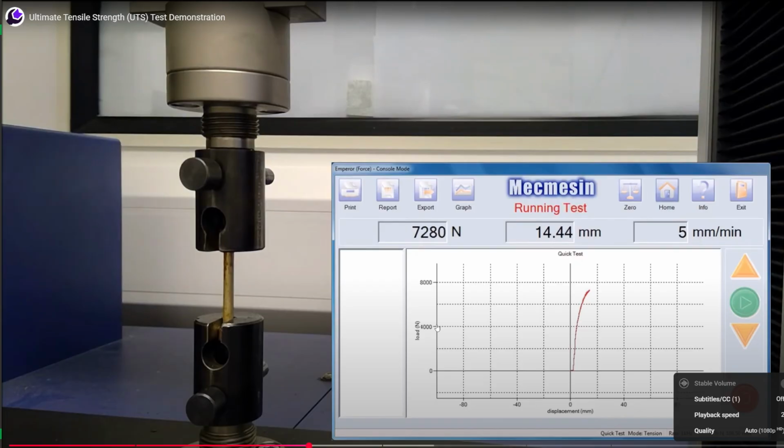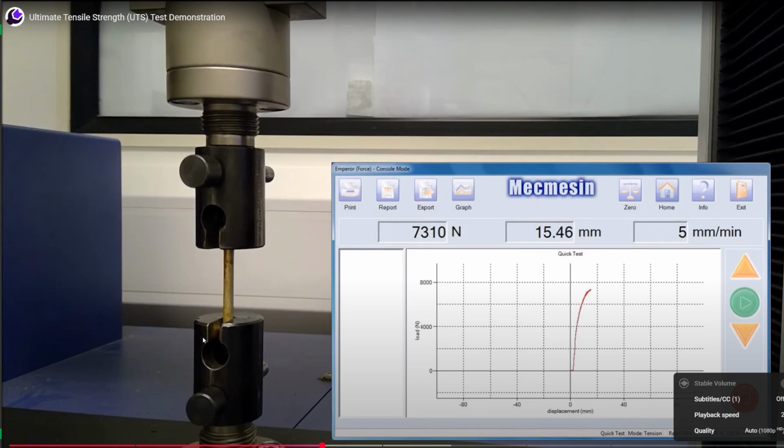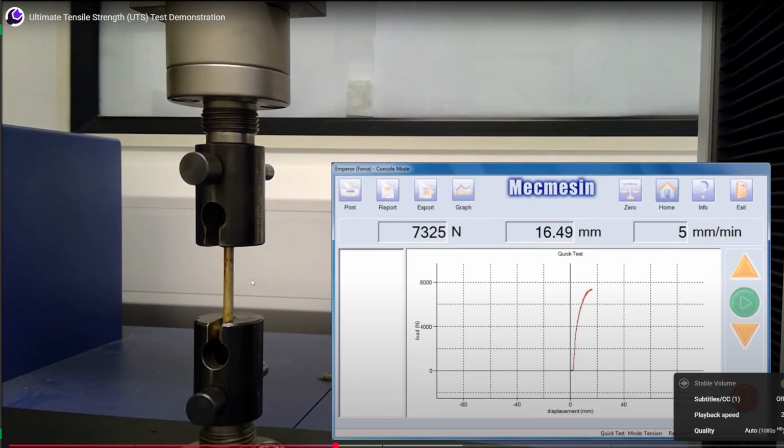And right around here, we're about to hit ultimate strength. And you can see that because the curve is actually plateauing. And you can see it's starting to thin out in the actual material. It's definitely hitting its limit around now.